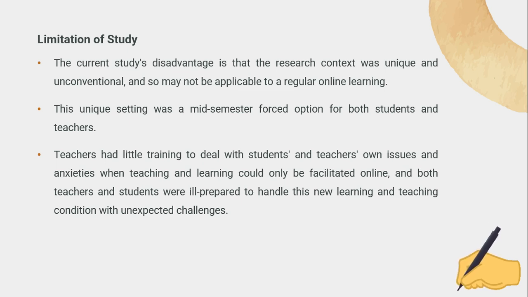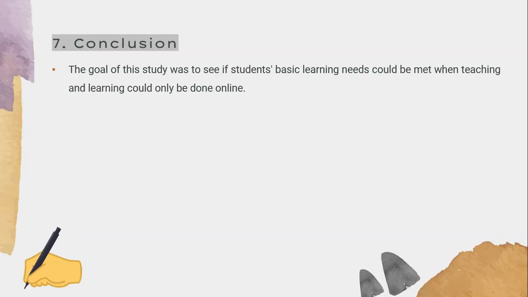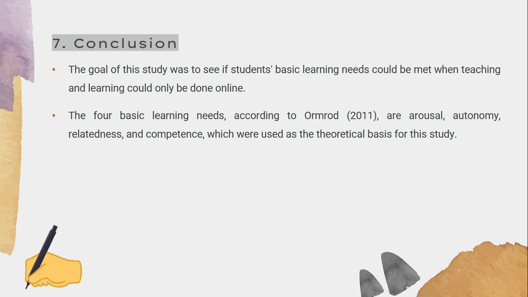Alright, so much about students' basic learning needs. Now we are at the end of my presentation, so I'd like to conclude with some points. The first is that the goal of this study was to see if students' basic learning needs could be met when teaching and learning could only be done online. And then the four basic learning needs, according to Aramdo 2012, are arousal, autonomy, relatedness, and competence, which were used as the theoretical basis for the study.